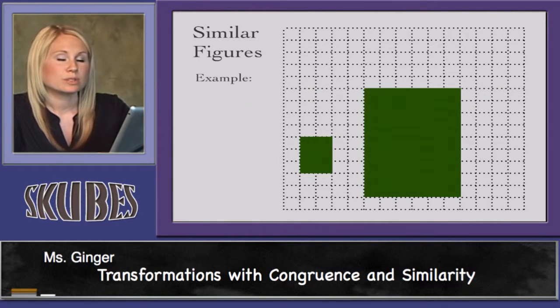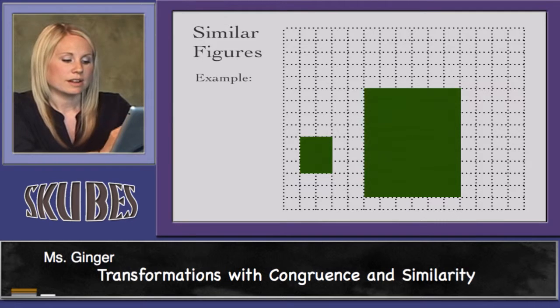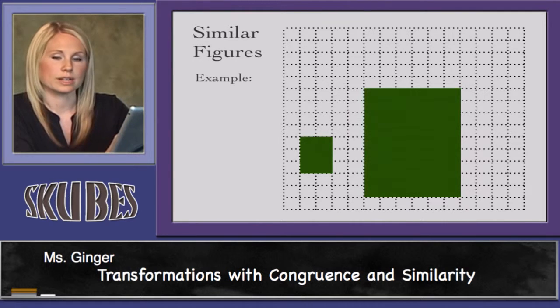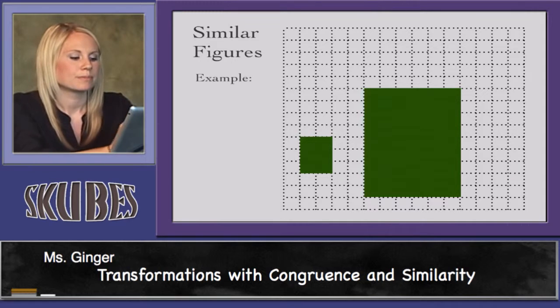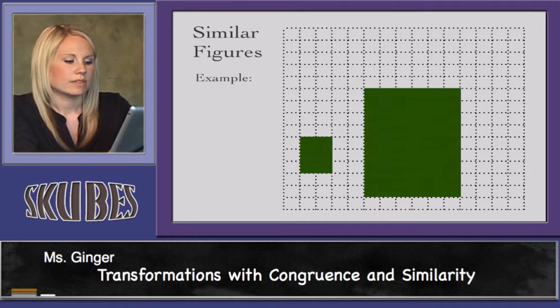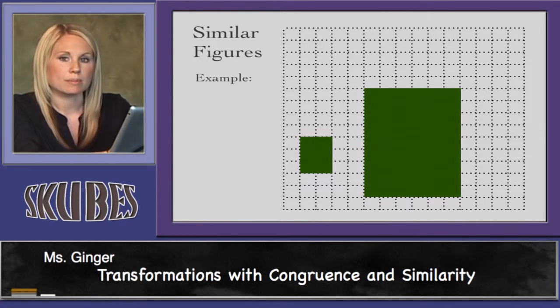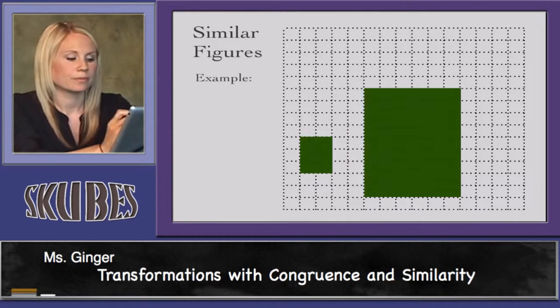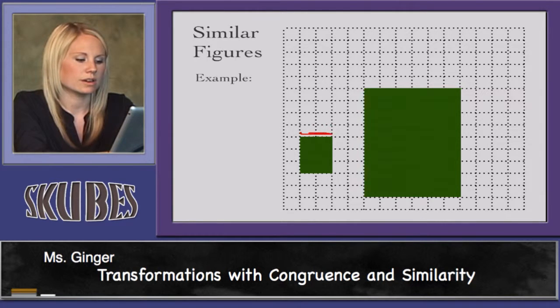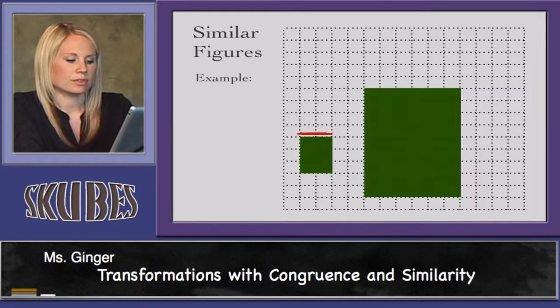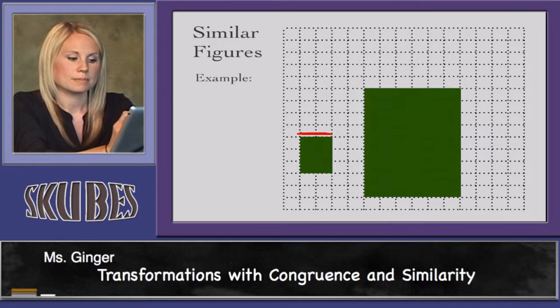Alright, let's move to similar figures. Notice that I've got two rectangles on our grid here, and they look basically the same shape, but they're definitely not the same size. So let's see if they are similar figures. To be similar, they're going to be the same exact shape, meaning the sides will be proportional. Okay, so we're going to take a look here. Let's take this top side, for instance. I can see that this smaller rectangle covers 2 units, and in the larger rectangle, it actually counts over 6 units.